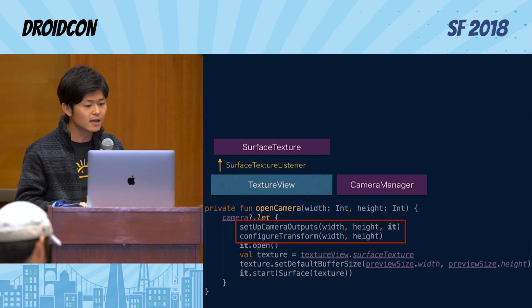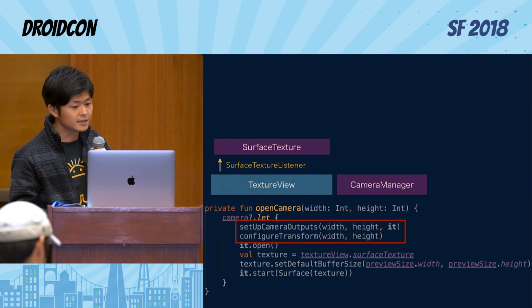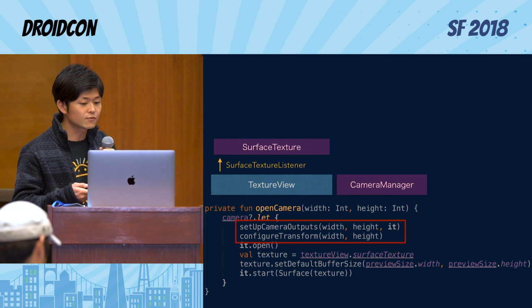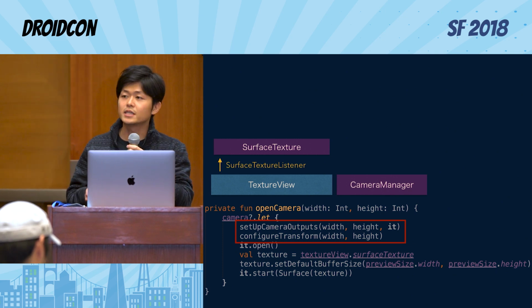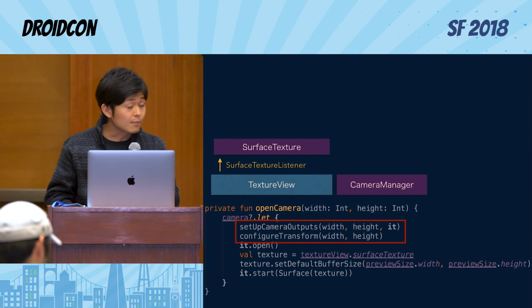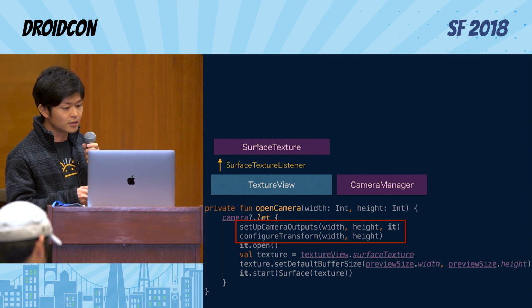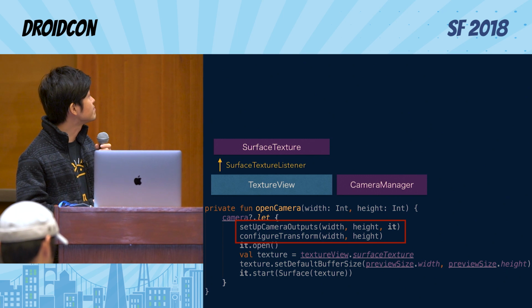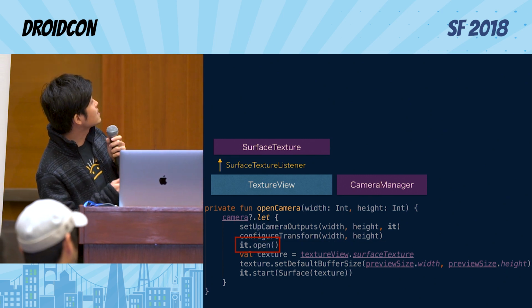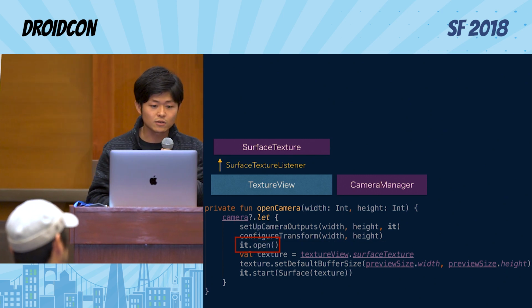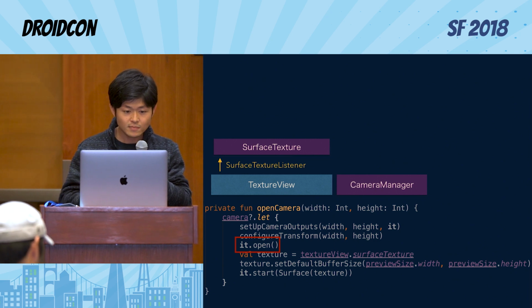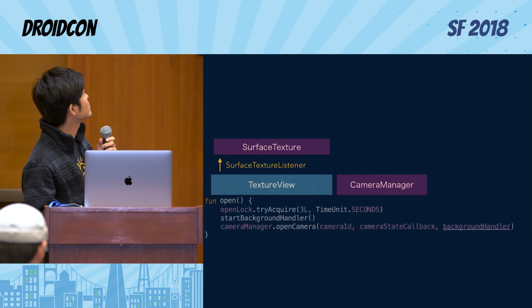And then the next one is configure transform. This is where we transform the texture matrix based on the display's rotation. I'm going to explain this later, so let me keep going for now. Once the preview size is ready, we're going to open the camera. Let's look into this method now.